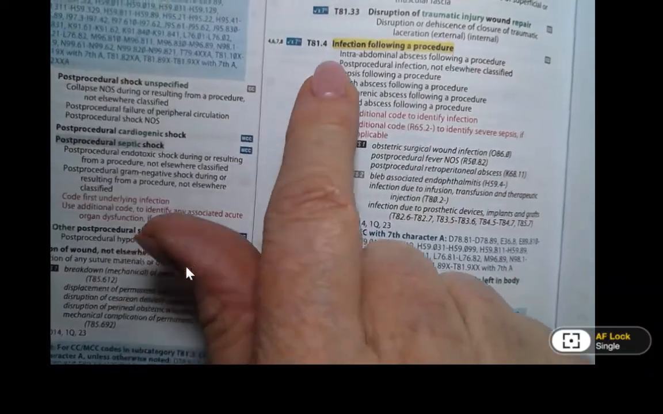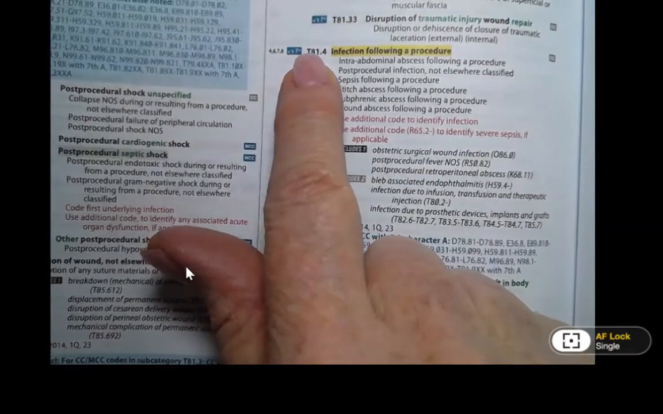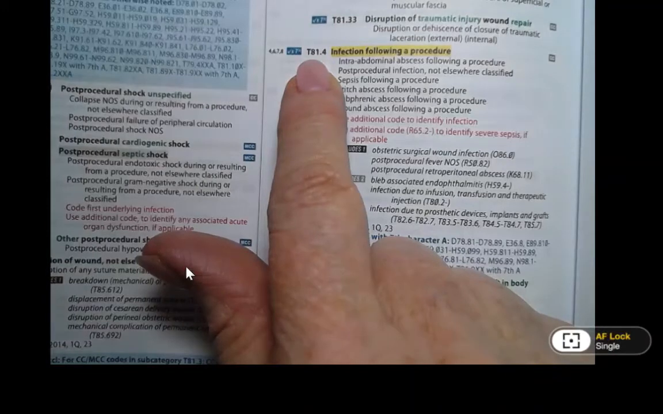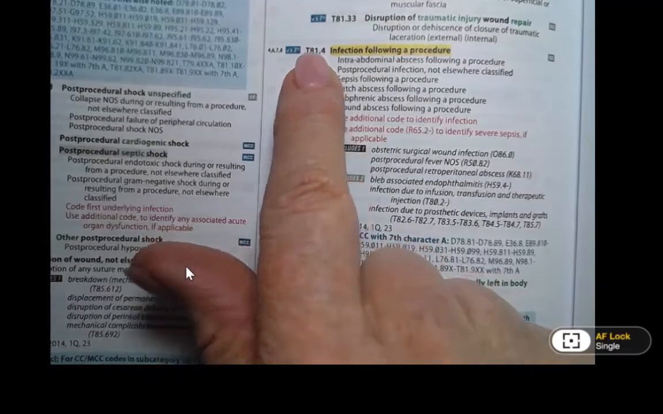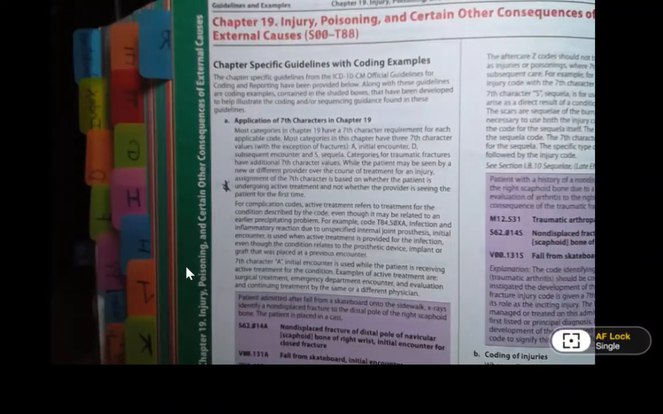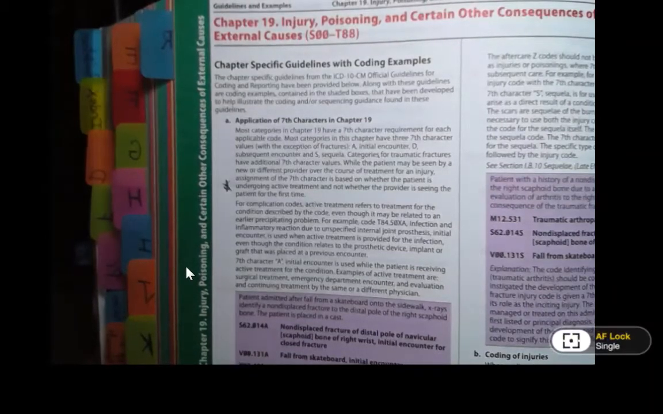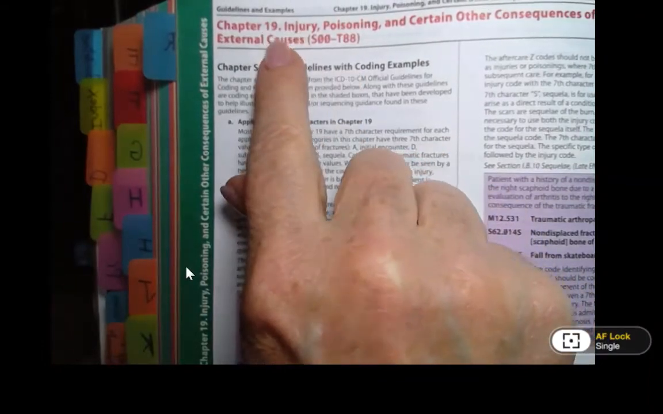So how do we need 7 characters? Well, we have to go back to the very beginning of this chapter where it tells us that we have to identify the 7th character as the encounter, whether it be initial, subsequent, or sequela. So we're going to go back to the beginning of the chapter. And you may or may not know that chapter 19 is S and T codes. So S00 to T88, these categories, are included in chapter 19.